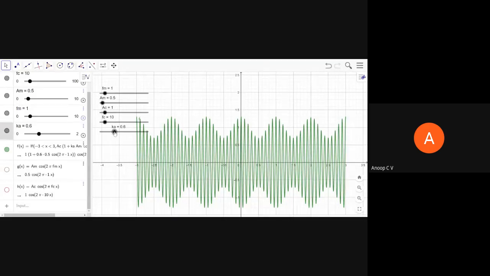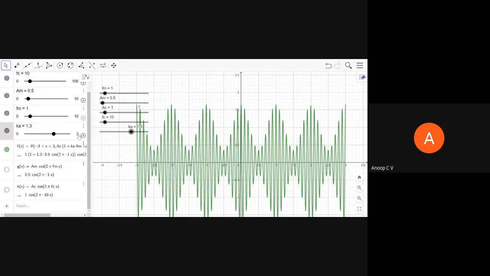So now what I'm going to do is change the value of K. What happens when you change the value of K? You can see, as I increase the value of K, the depth of modulation increases. And what is the maximum value of K into M of T? The maximum value of K into M of T here will be equal to K into AM. We'll discuss that later.